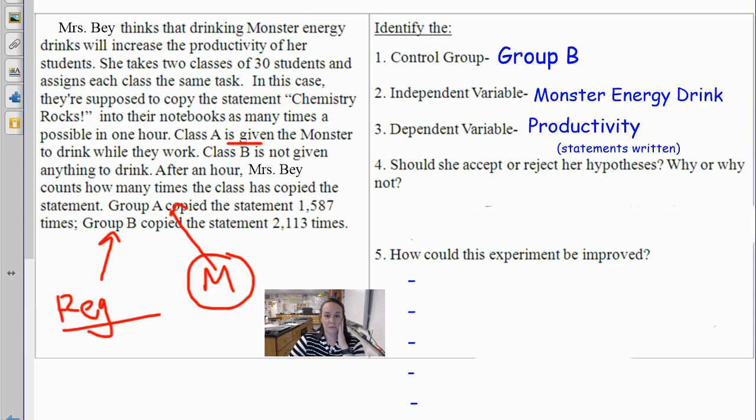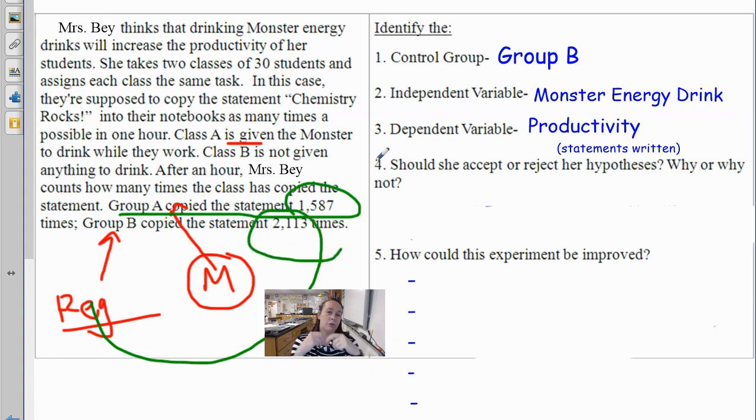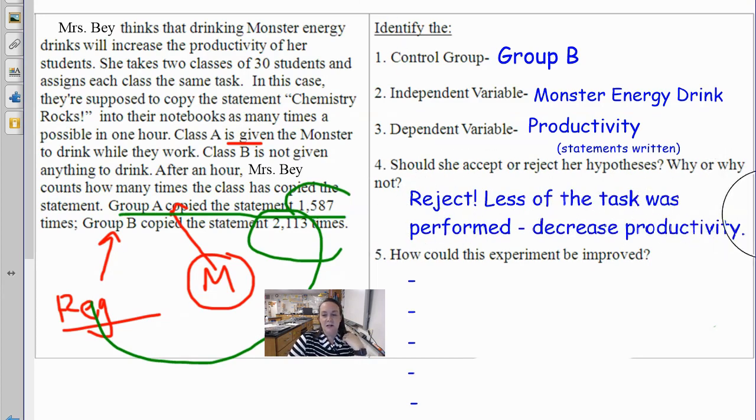And so let's go down here to the bottom to see if we increase productivity. Group A that had the Monster got 1,587 statements copied. The regular people without the Monster got 2,113. Do you think that my hypothesis was correct? Was I right saying giving my students Monster? Good. I would reject my hypothesis here. Reject my hypothesis because less of the task was actually performed.